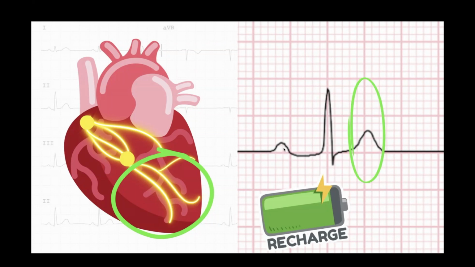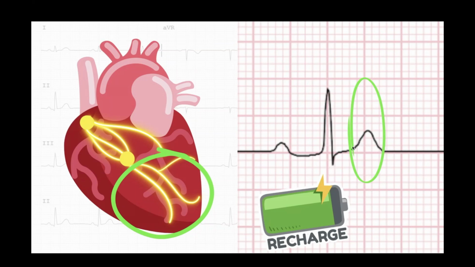Well, the atria repolarizing happens around the same time that the ventricles are depolarizing, and because the energy amplitude is much larger in the ventricular depolarization, atrial repolarization or recharging gets masked behind the energy of the depolarization of the ventricles, but it's actually happening.